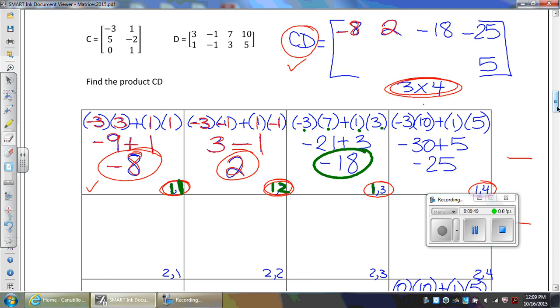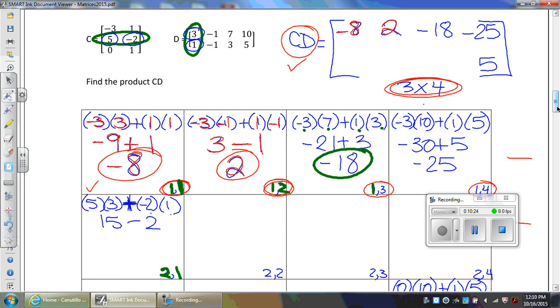Now I'm going to move on to the second row. I'm going to use the second row times the first column, and that will be the entry that goes here: second row, first column. So I will multiply 5 times 3, then negative 2 times 1. And remember, we're supposed to add those two quantities. So 5 times 3 is 15, negative 2 times positive 1 is negative 2, and 15 minus 2 is 13. That is the number that goes here.